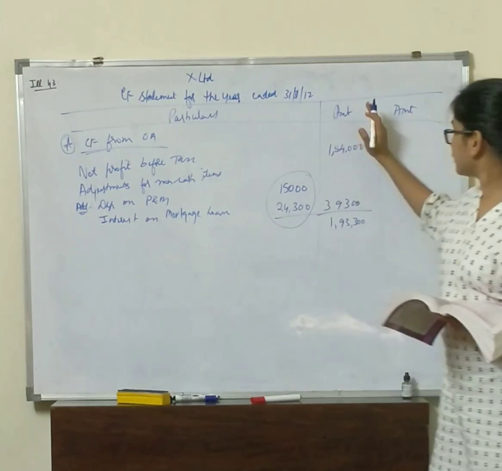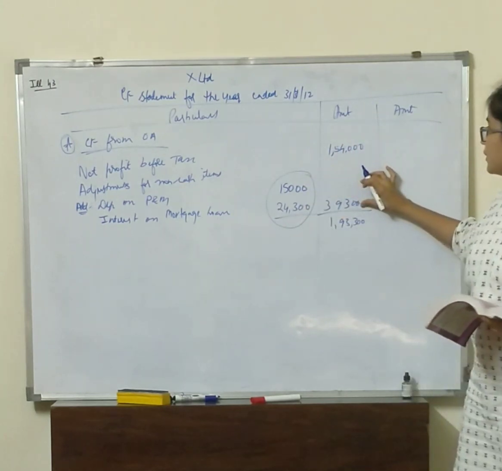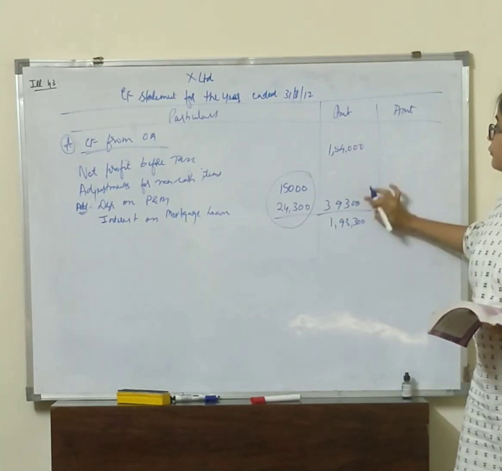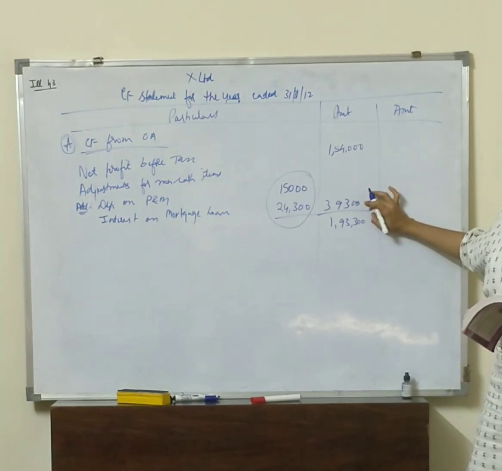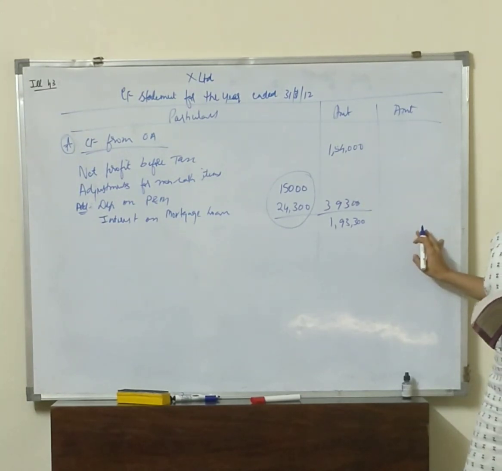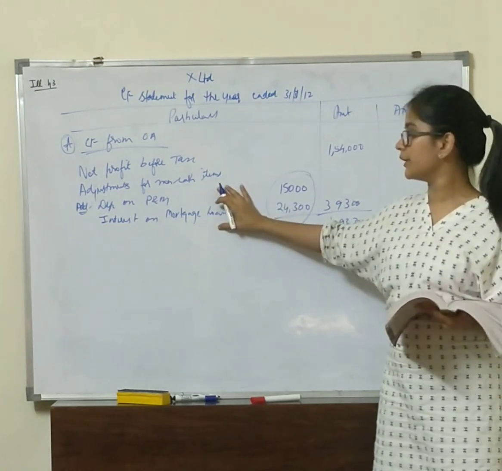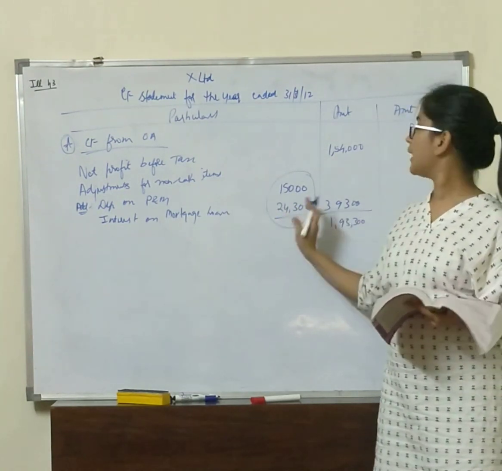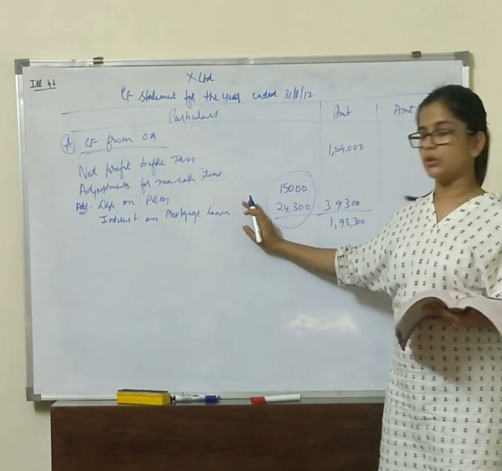If you all are having a doubt, why am I writing the 15,000 and 24,300 in another outer column? The reason being, here you can write the total of this and easily add 1,54,000 and 39,300. You won't have any confusions. That's the reason when 2 or more expenses or incomes are given, I write it in an outer column.